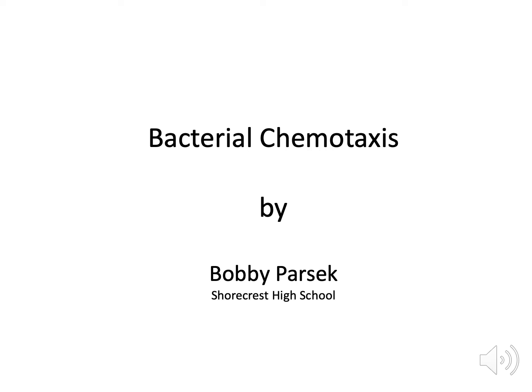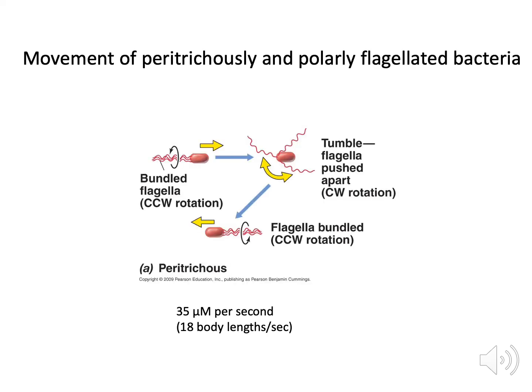Bacterial chemotaxis by Parsek. Bacteria have a structure called flagella that help them swim. In E. coli, it has many flagella, and when you spin them counterclockwise, they cause the bacteria to swim forward. If you spin them clockwise, this causes the bacteria to tumble and reorient itself.